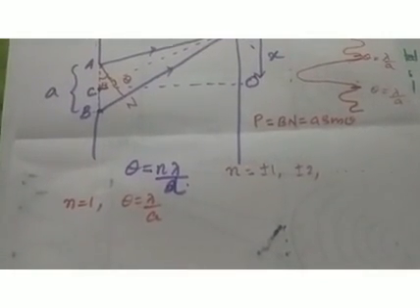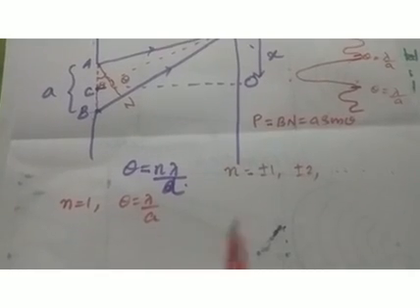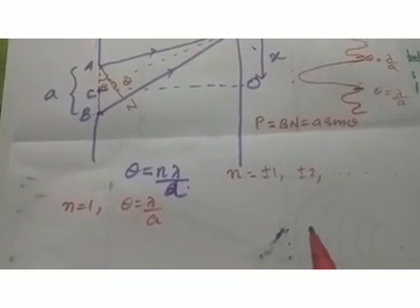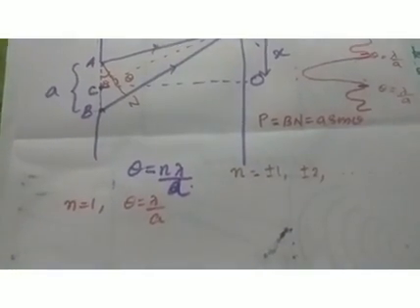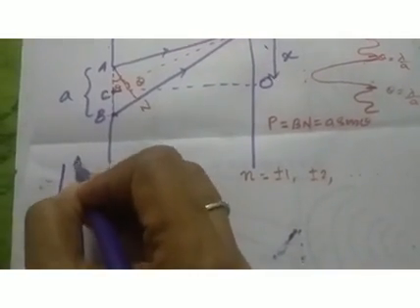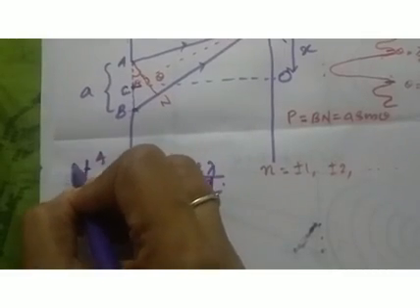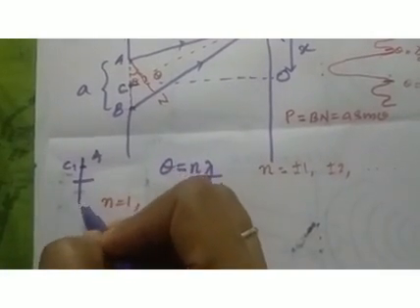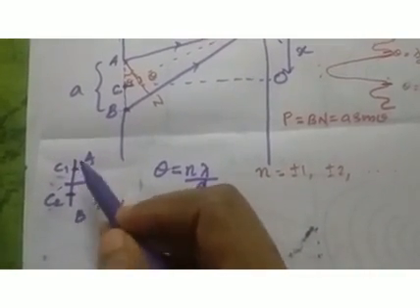And why is minima observed there when theta is equal to lambda by a? Why is minima occurring there? In order to explain that, he divided the slit into two equal halves. So here, if we divide the slit AB into two equal halves, what happens? The slit AB is divided into two equal halves, and consider any point C1 in the first half and any point C2 in the second half. Each point on the slit acts as a source of waves, that is Huygens principle.